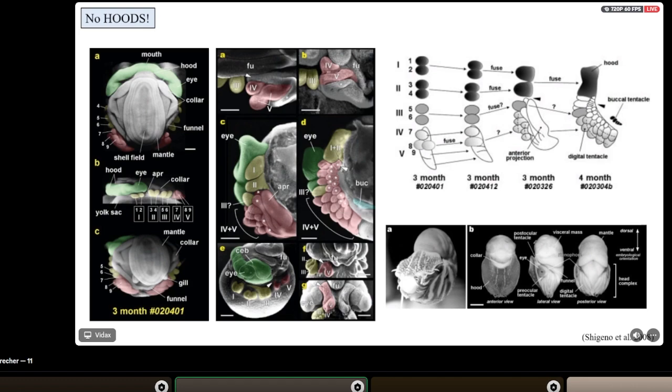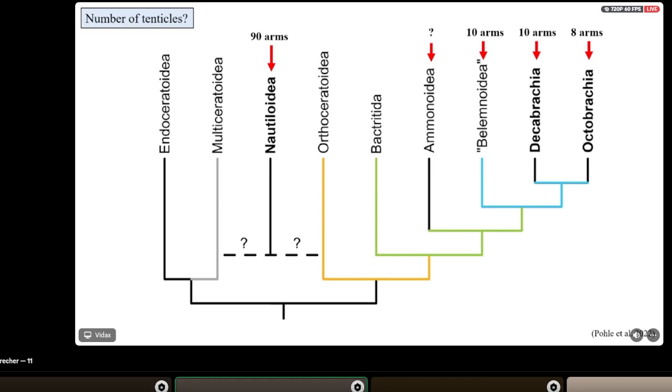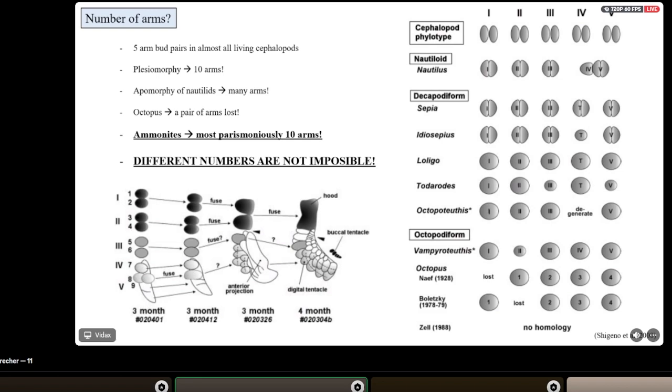How many tentacles or arms did ammonites have? Coleoids usually have 10 or 8, while the Nautilus has an incredible number of 90 arms. But the juvenile Nautilus has 5 arm bud pairs, which means that the plesiomorphy is that cephalopods likely have 10 arms. So ammonites could most likely have had 10 arms, but different numbers are not impossible, as evidenced by the Nautilus, who has a lot, and the octopus, who has one pair less.